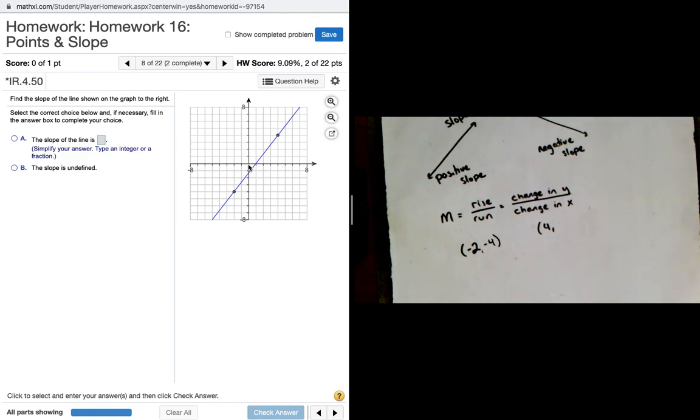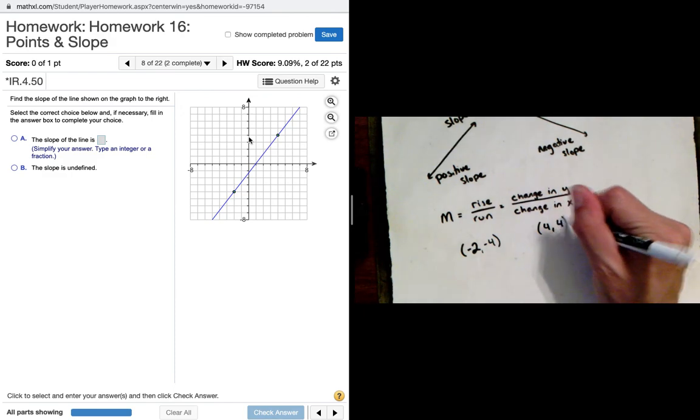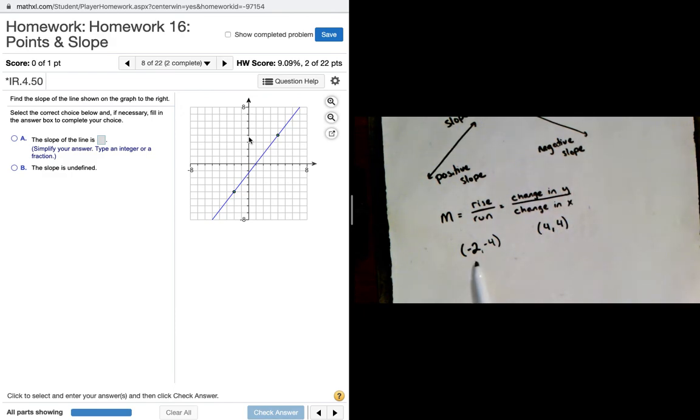And the y value is 4 in the y. So in other words, we want to know what's the slope as we go from -2, -4 to 4, 4. So for this particular problem, we have a picture. So it's actually easier with a picture than it is when we just have the points. So I'm going to show you 2 different ways of doing this problem.